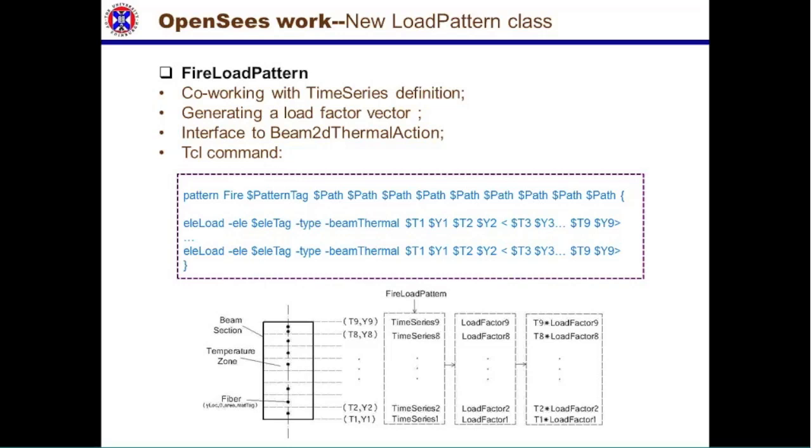We generate a vector of load factors. We have the vector with the 9 load factors in, and the fire load pattern has the 9 time series. For each time step we have 9 specified load factors, and the load factor is multiplied by the maximum temperature. So we are quite free to define the specified beam summer action of the temperature load.